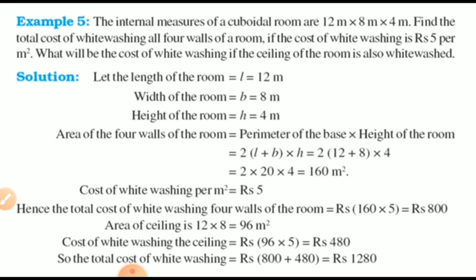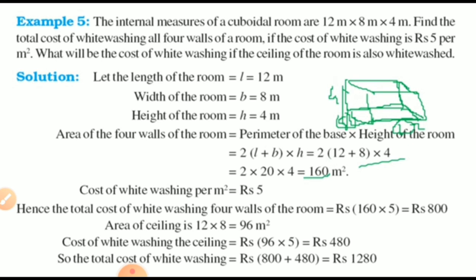Now example number 5. The internal measures of a cubical room are this much. You can find out the cost of whitewashing per meter square. First of all we have to find the surface area of the room. Here, perimeter of the base multiplied by height of the room, we can multiply and find 160 meter square. Floor is not included, because the floor cannot be whitewashed. 4 walls plus 1, 5. So 1 meter costs 5 rupees. Total is 160, answer is rupees 800.